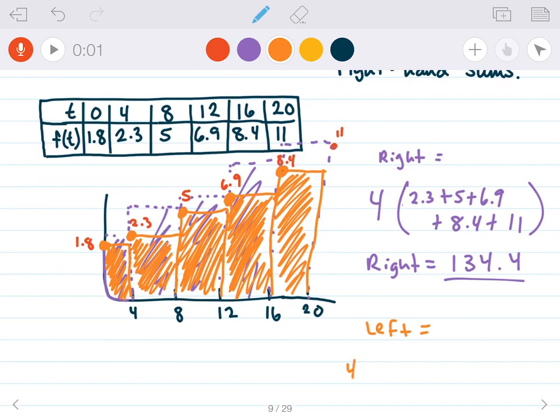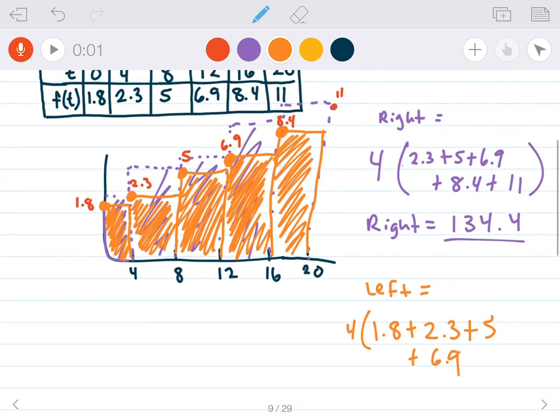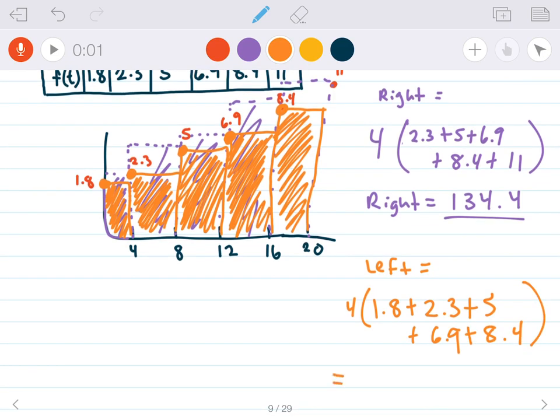So I'm going to go ahead and factor it out. And this time the height is coming from the left endpoint. So this first height that we have here is at 1.8. My first rectangle. Then 2.3. Then 5. Then 6.9. And finally 8.4. And let's see what we get when we do that. All right, so we get 97.6 for my left endpoint.